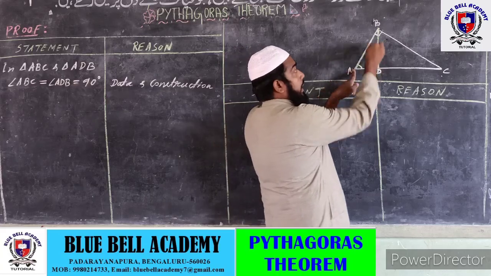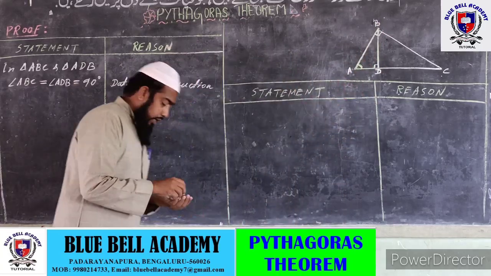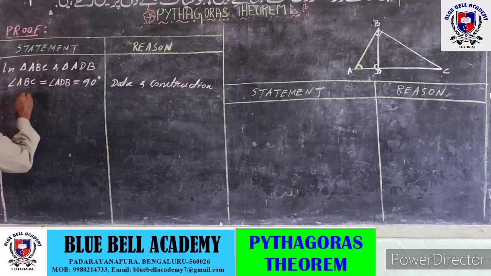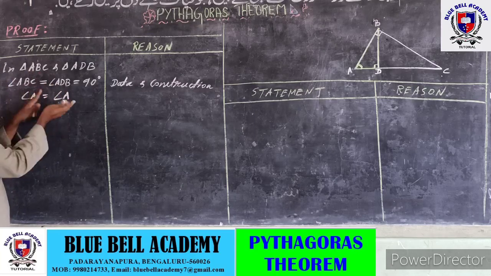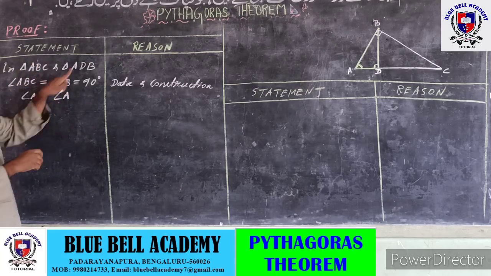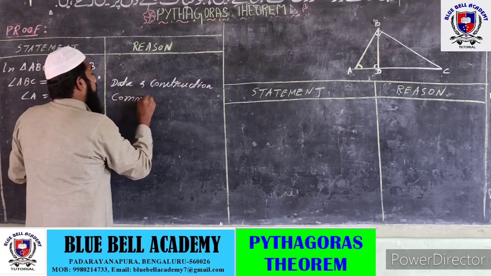The next part, if you see, in this original triangle ABC, this angle A is present, and also in this triangle ADB, the same angle A is present. That means I can write here angle A of ABC is equal to angle A of ADB. That is, we have to mention here common angle.